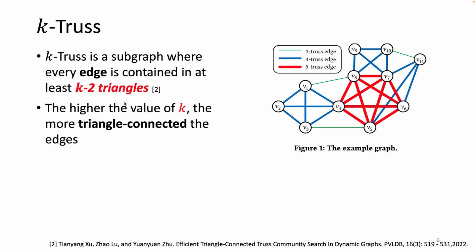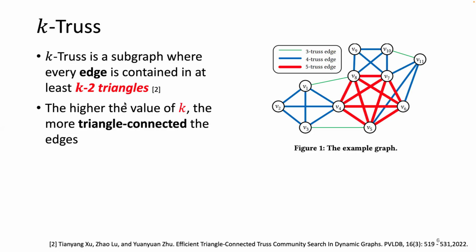So what is a K-Truss? A K-Truss is a subgraph where every edge is contained in at least K minus 2 triangles. So when we talk about a K-Truss, we are talking about the graph, right? And we are talking about edges. We are dealing with edges. So what do we mean by K minus 2 triangles?